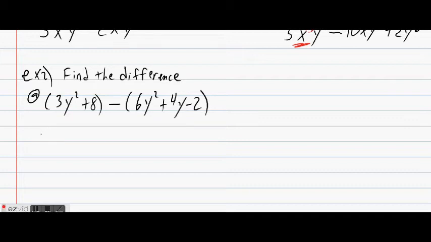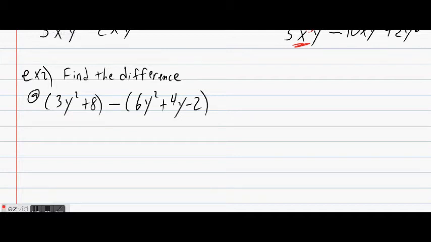Out of curiosity, how many of you got negative 3y squared plus 4y plus 6? Because if you got that answer, it is wrong. This is what happens when we try subtracting polynomials. So that answer is wrong, and I want to show you what you're going to do in order to get the correct answer.